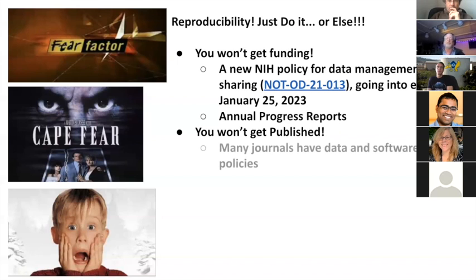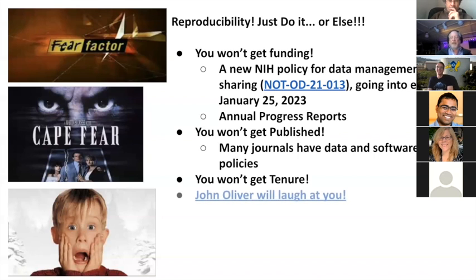Many journals now are really beginning to enforce their data and software sharing policies. So again, if you're not careful, you won't get published. And if you don't publish and get money, you won't get tenure. Just kidding, no one gets tenure anymore anyway. But if you don't do reproducible research, John Oliver will laugh at you.